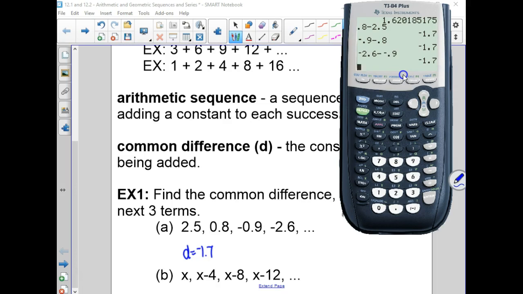If we needed to find the next few terms, we would just take negative 2.6. We would subtract 1.7. That would give us negative 4.3. You'll notice how I've typed this in here. Now I can just hit enter. We get negative 6 and negative 7.7.